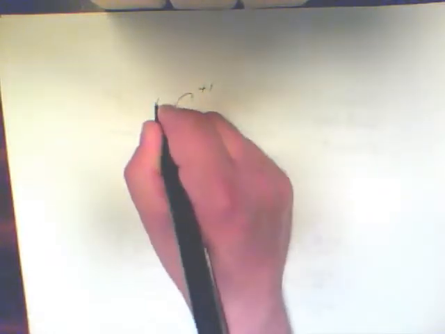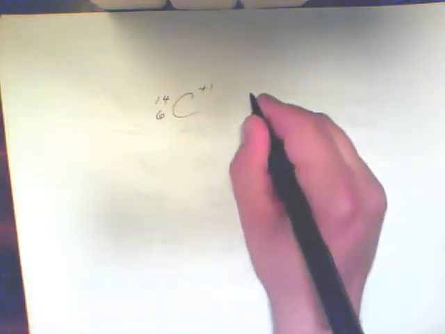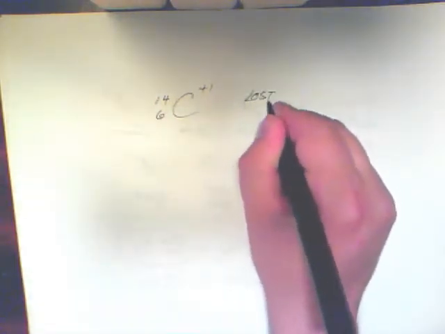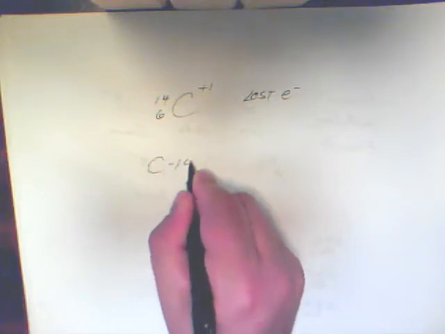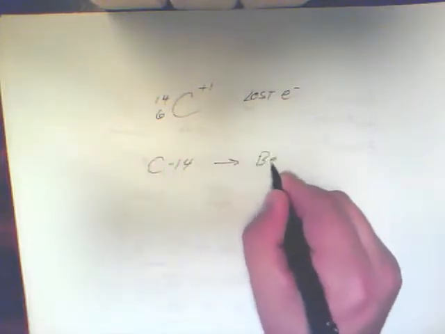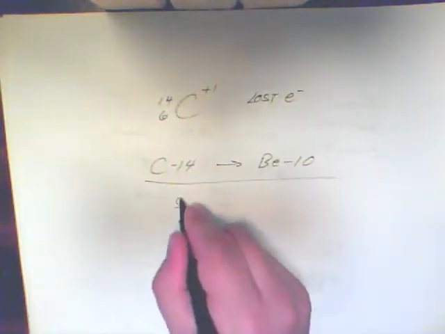Ions are tricky because of the charges. If we have a carbon-14 ion with a +1 charge, that means you lost an electron. You did not gain a proton. If you gained a proton, you would no longer be carbon. Carbon-14 decays into beryllium-10, which leads into the half-life idea.